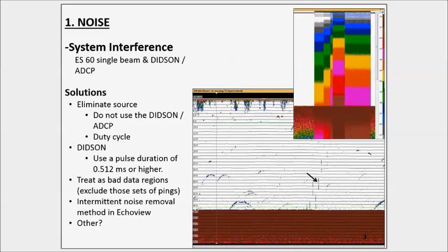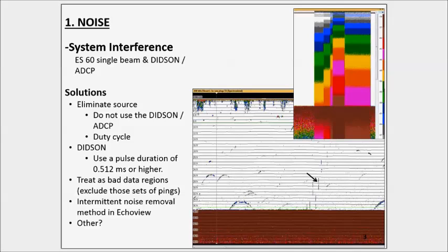certain pulse duration. The DIDSON unit actually creates this noise signal. And so the solutions are obviously don't use them together or duty cycle them. But what we did find, at least with the DIDSON, is we could adjust the pulse duration of the echo sounder to not have that noise anymore. So we were able to work around that for the DIDSON.